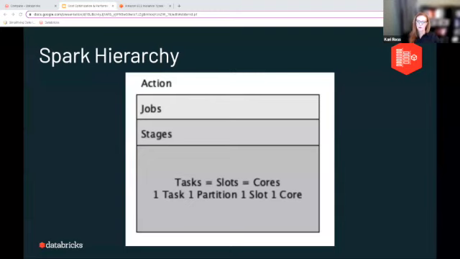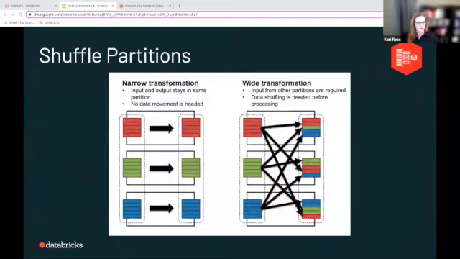And in general, when you're looking at the number of tasks, it's easiest for Spark to do it as a multiple of the cores.